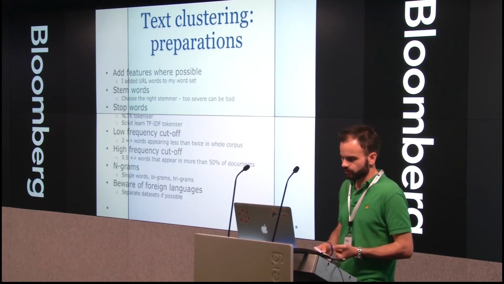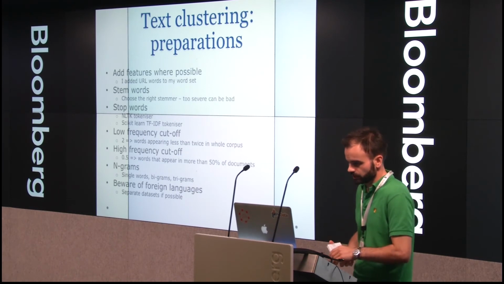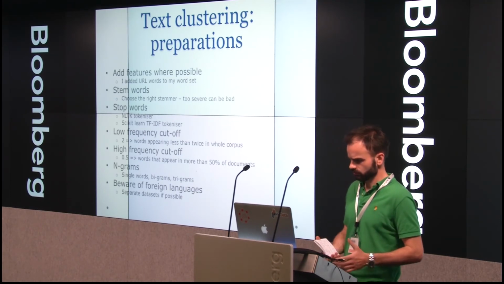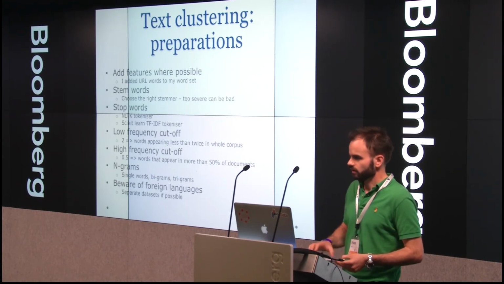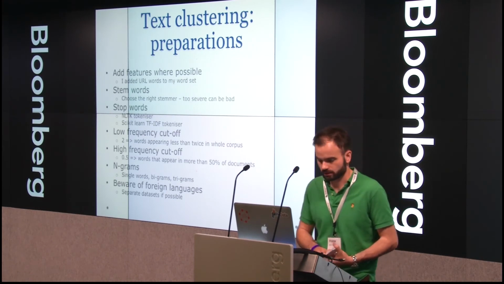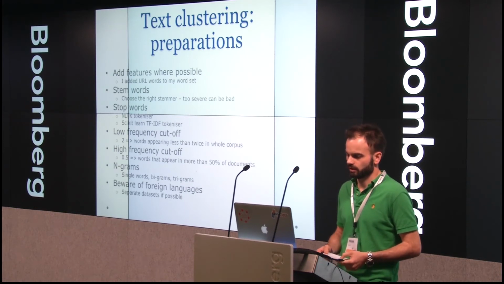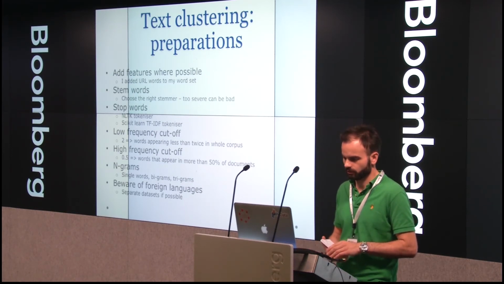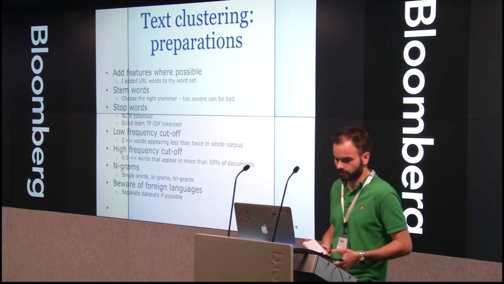Low frequency cutoff: you're not really interested in words that hardly appear, so you might want to experiment with this value. You can set it. And the same for words that appear everywhere, so they're not really helping you in your objective of clustering. Another useful feature is n-grams. You're not only clustering individual words, you can look at bigrams and trigrams, whatever you want. As long as you're keeping the ordering of the words, it makes sense to add features to your set.